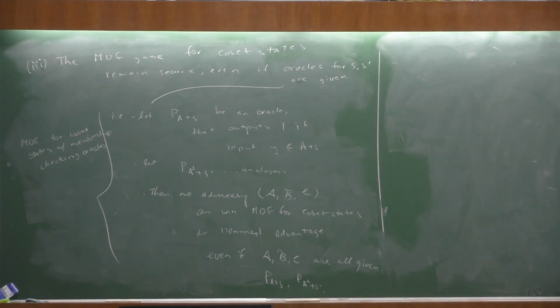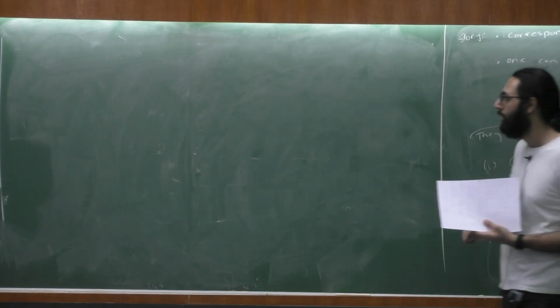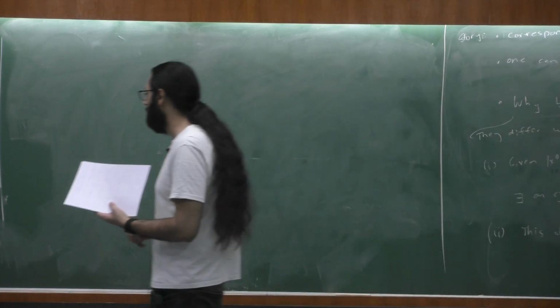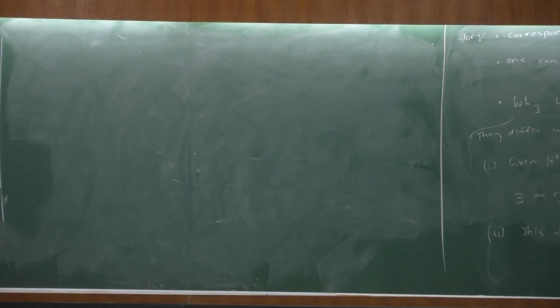Okay, so why I was saying this is because this is how coset states are different. Also, this is an information theoretic result. Yes, there's no computational assumption. It's just a monogamy of entanglement game.